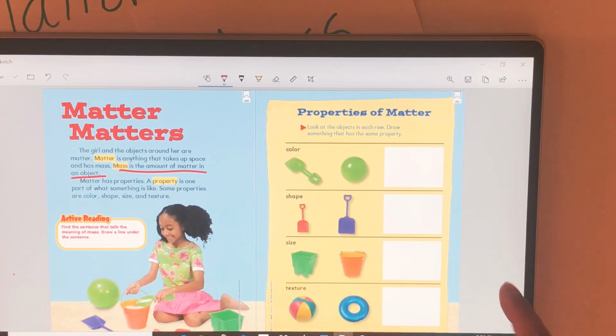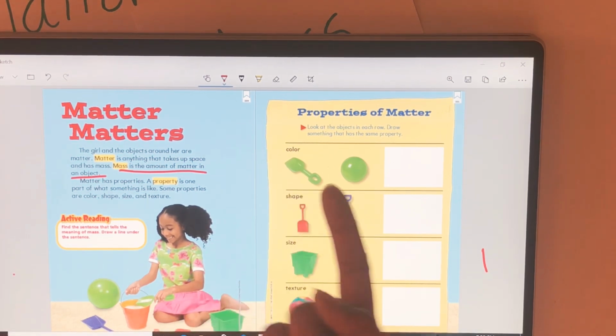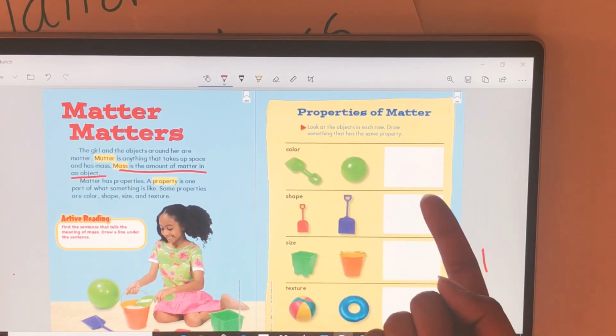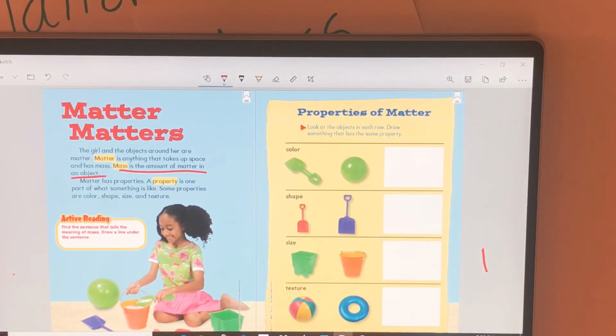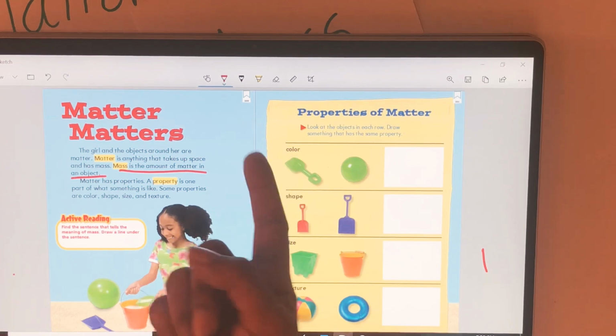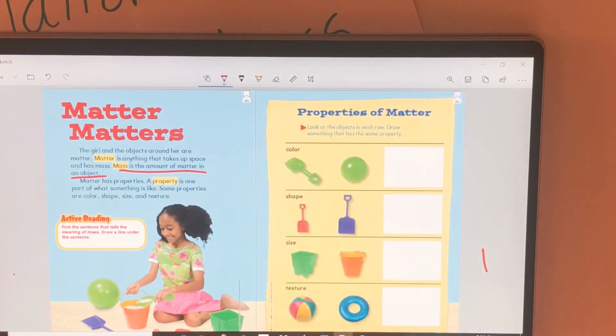Now, go to this page, 351. Look at the objects in each row. Draw something that has the same property. So you have a green shovel, green ball. What can you put more? If I am talking about the color, can you give me something with the color green? Take a moment and draw something with the color green.